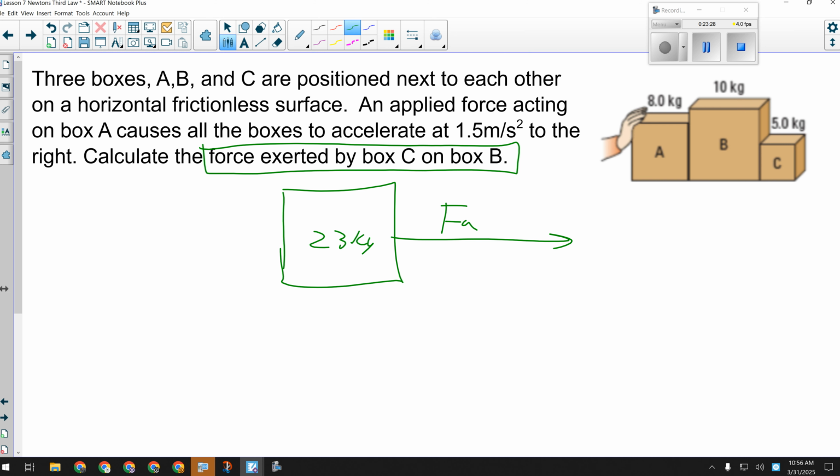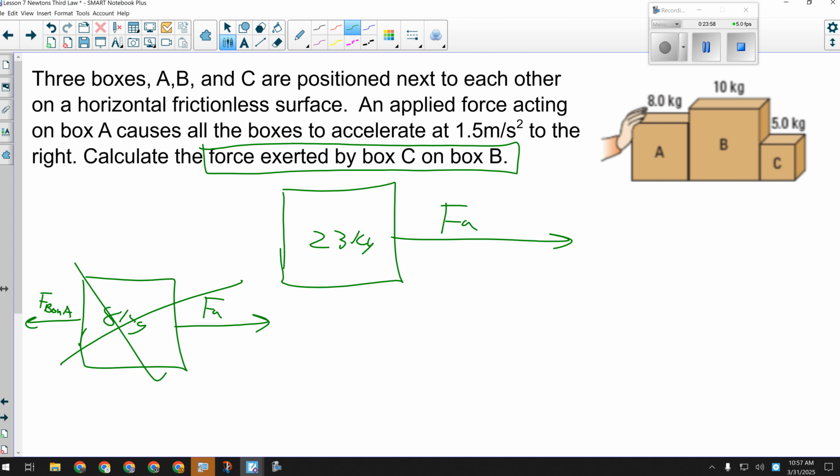So box A is 8 kilograms. There's an applied force from the hand, and then there's this force, which would be the force of B on A. The force of C on B is definitely not part of the equation for that box. Would you agree? I can't use this box. This box is not going to help me get the force I'm looking for.